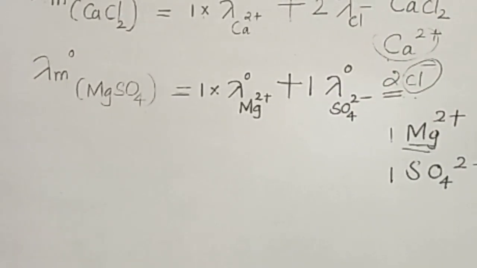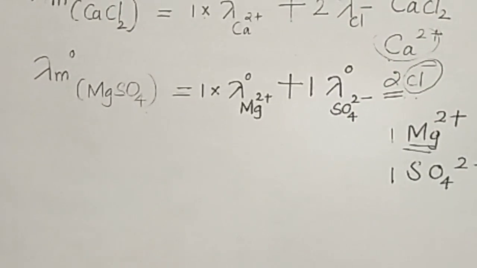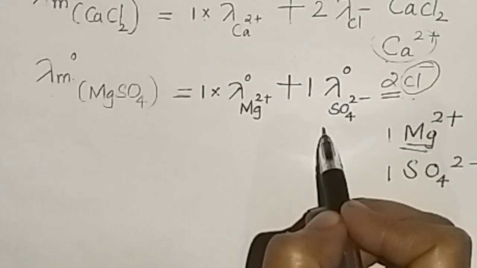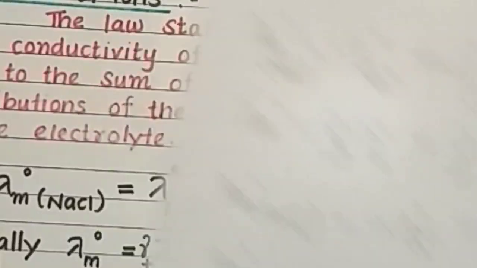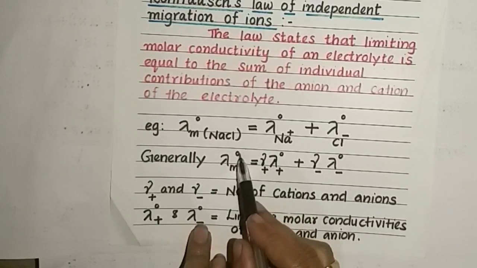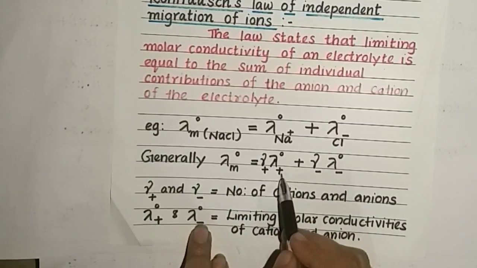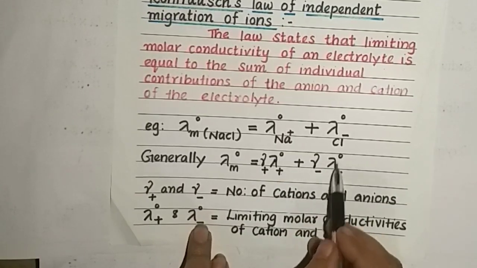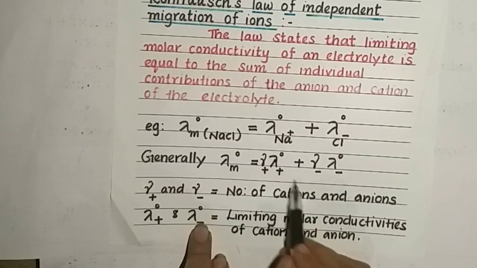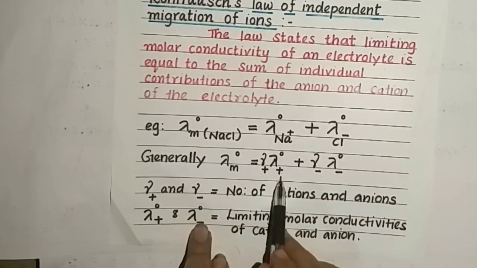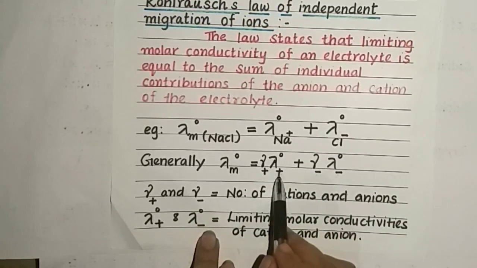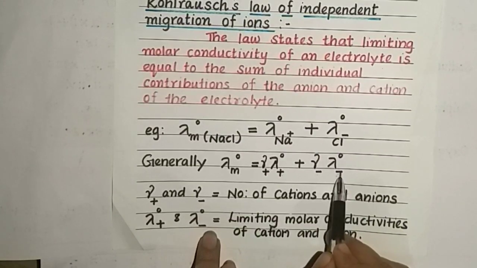Okay, so this is the calculation of the limiting molar conductivity from Kohlrausch's law of independent migration of ions. So from here, these examples are here. General expression: lambda m0 is equal to nu positive lambda 0 positive plus nu negative lambda 0 negative, where nu positive and nu negative are the number of cations and anions, and lambda 0 positive and lambda 0 negative are the limiting molar conductivities of cation and anions.